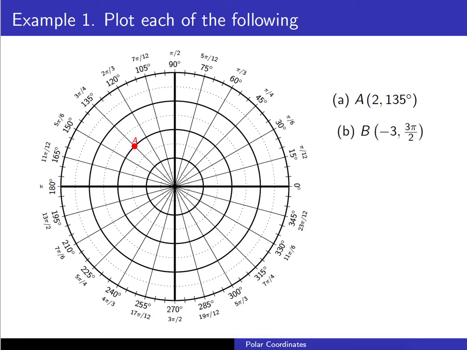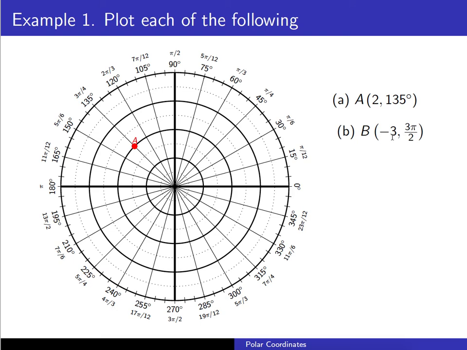Part B, we have -3 and then 3 pi over 2, or -3 and 270 degrees. One of the things also on this grid is if you notice the degrees have their radian equivalences right after them. So 3 pi over 2 is 270 degrees. So just a little helpful little piece of conversion for angles for you.